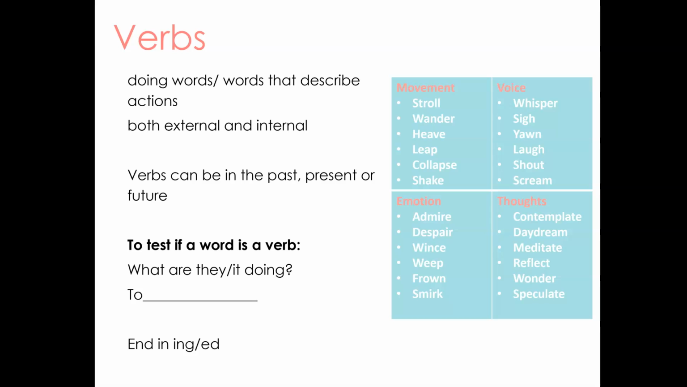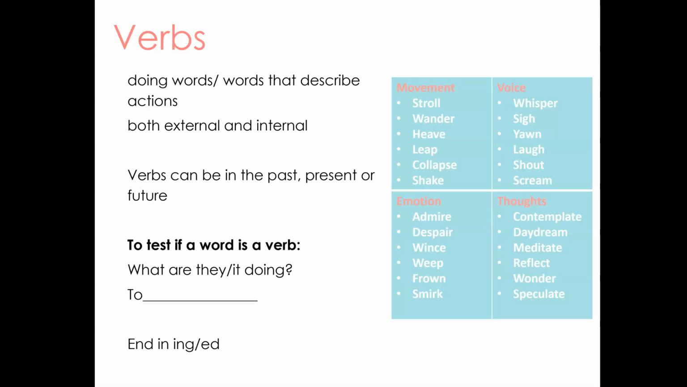Verbs can also tell us how a character speaks, so they can convey precise details about voice. They can tell us whether a character is shouting or screaming, or perhaps are talking very quietly in a whisper.